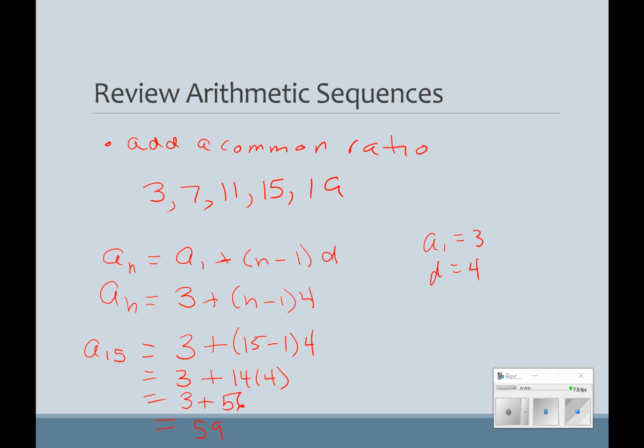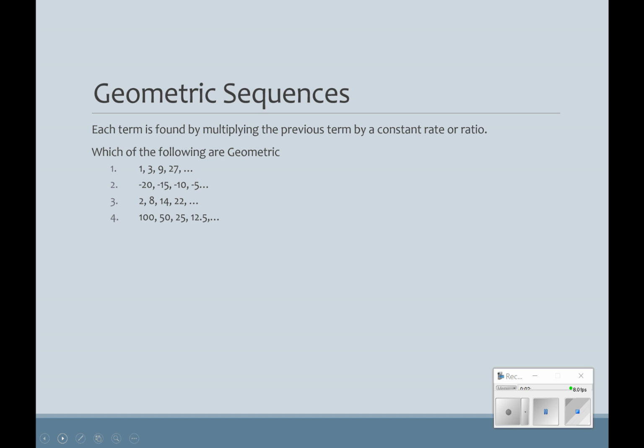And we're going to do something really similar, but this time we're going to talk about geometric sequences. And geometric sequences are found by multiplying the previous term by a constant rate or ratio. Okay. And we call that the common ratio. So if I look at my first sequence, 1, 3, 9, 27, I can see that I multiply each term by 3. 1 times 3 is 3. 3 times 3 is 9. 9 times 3 is 27. So this is a geometric sequence.